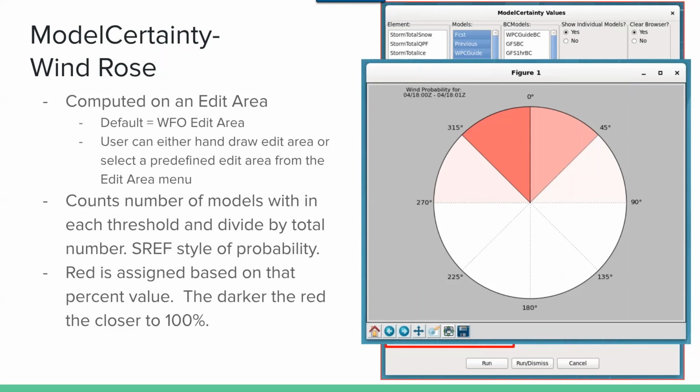So in this particular example, you can see that there's a few outlying models that are between the 270 and 315 degree and 45 and 90 degree line, but the basic general idea is that it's going to be out of the north. And John, I think, is going to run through this in real time again, and show some cases from today.